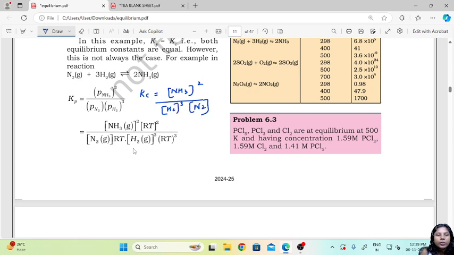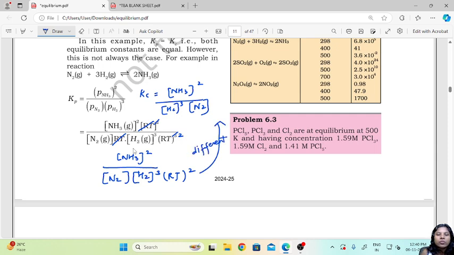This same equation in terms of Kp will be this with reference to RT over here. Now in this case, this RT will get cancelled, this one will get cancelled, and this one will get cancelled. So the equation that we will get is NH3 raised to 2 upon N2, H2 cube and RT square. Now these two equations are different. So in such cases we can say that our Kp is not equal to our Kc.